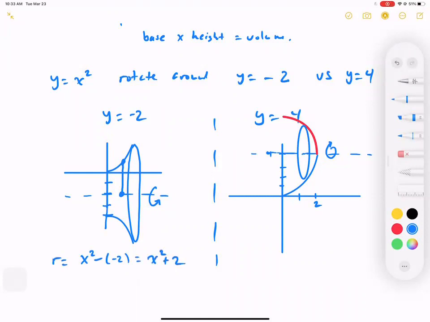And it kind of makes sense. This is my x squared here. And if I add plus 2, that's the radius, wherever we're at. X squared plus 2, that's the radius.